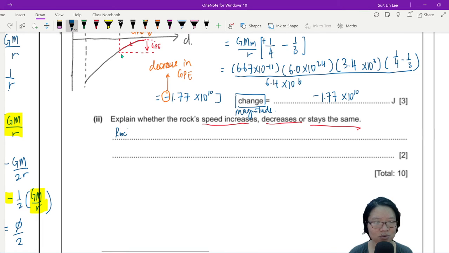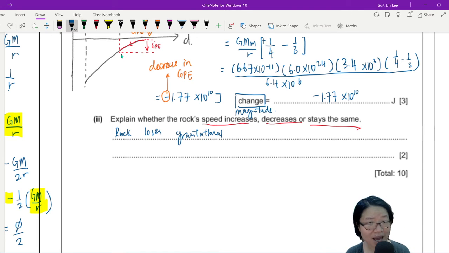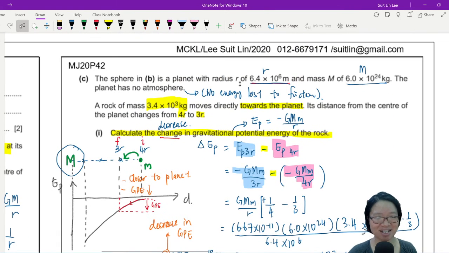So I can say the rock loses gravitational PE. Energy cannot be destroyed, so it has to be converted to another form. So the question would be, convert to what form? Rock loses gravitational potential energy. Friction? Cannot, because there's no atmosphere. See? The question says there is no atmosphere. So what do we do?